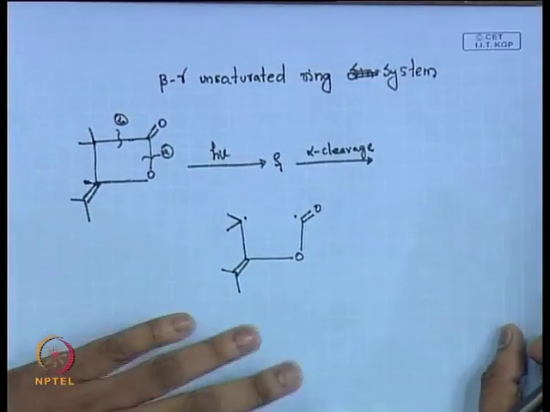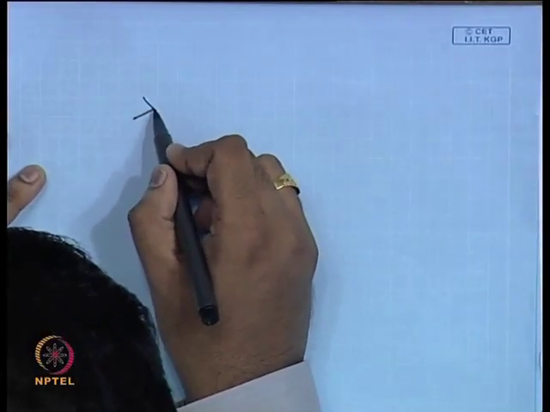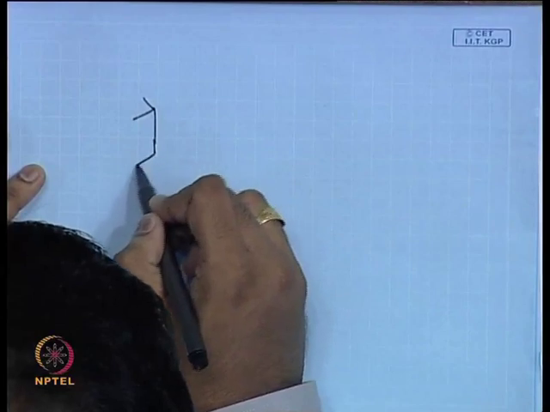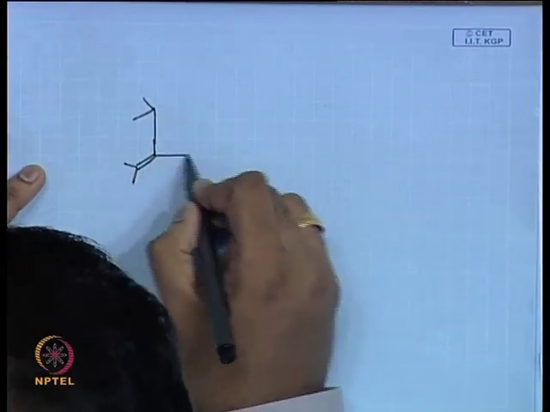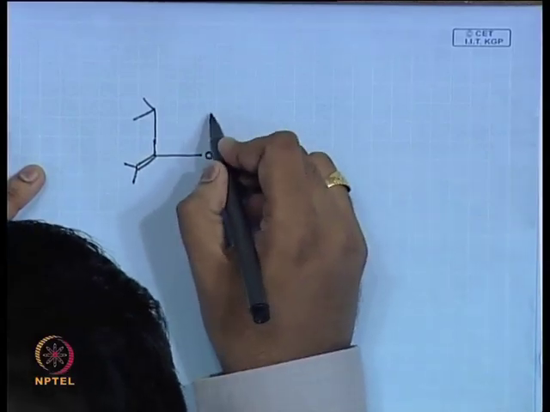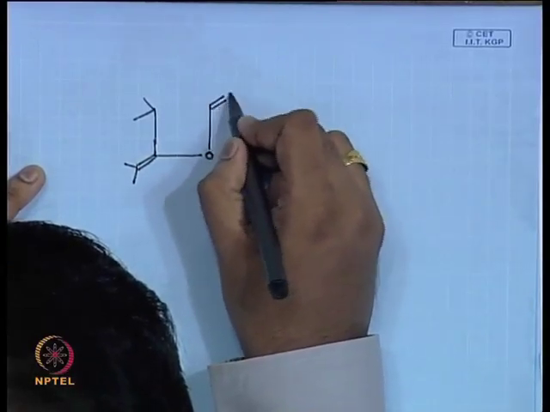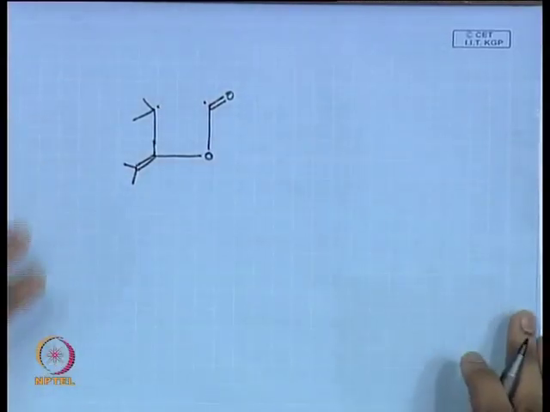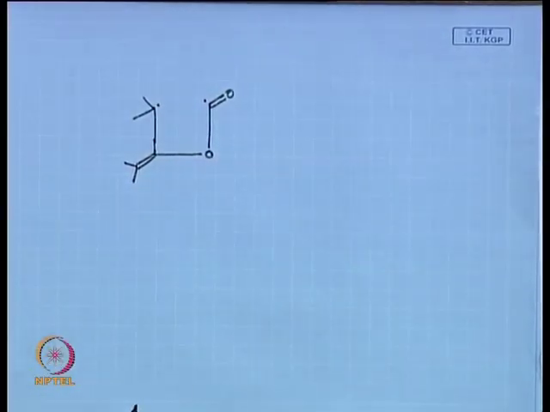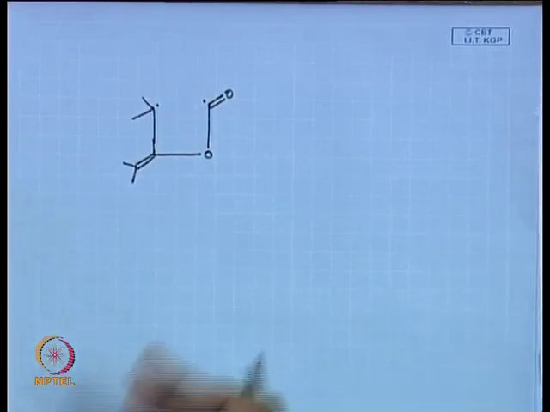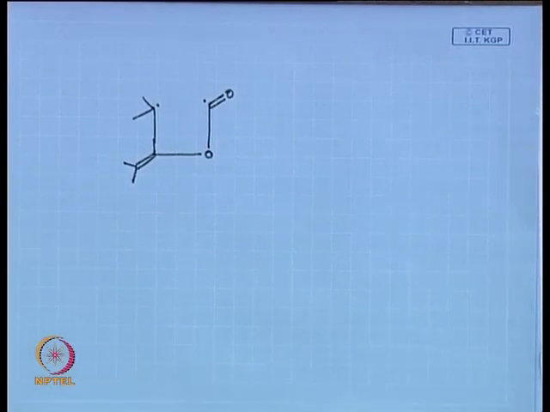This is your primary process, right? Up to this, it is a primary process. Now we will see what this radical does in the secondary process. This can do now what? Because it is again a 1,4-diradical type of system, which we have studied. So what can it think about doing? For this type of cyclobutanone system, what are the secondary processes?